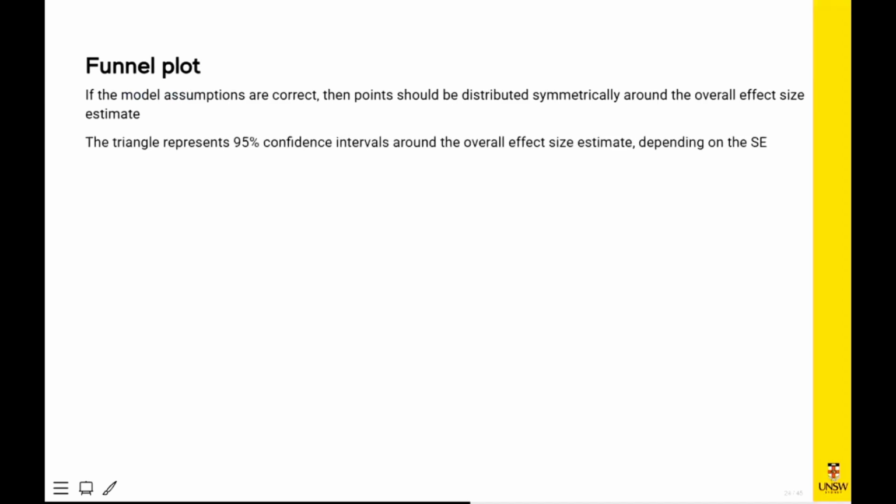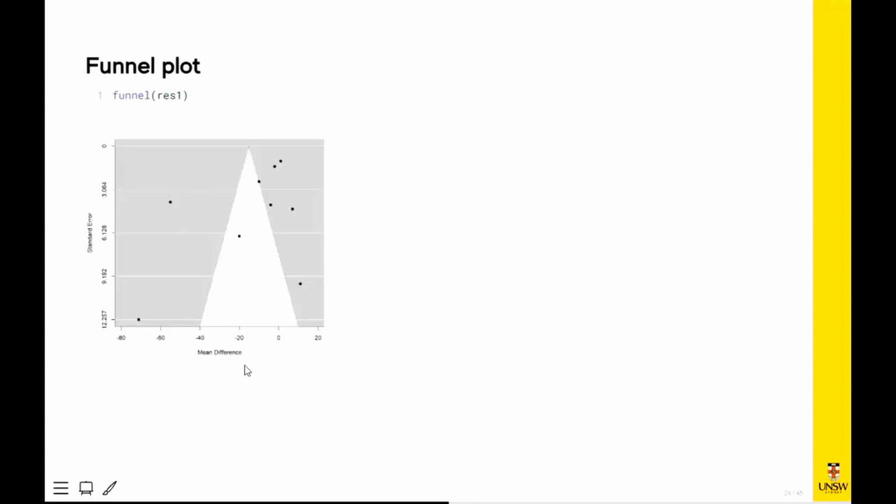So that triangle represents the 95% confidence intervals around the overall effect size estimate. And if you're concerned that not too many of those dots are actually inside the triangle, it's okay. That happens when you have high heterogeneity, which we know we had.